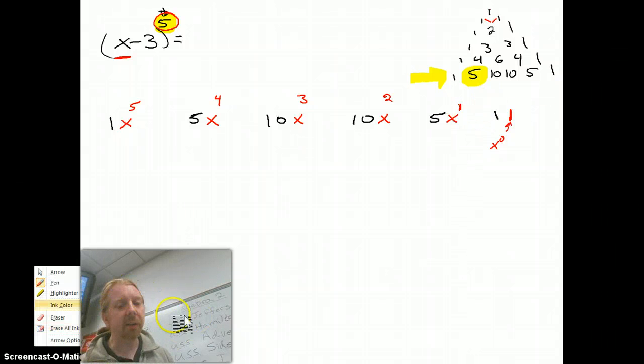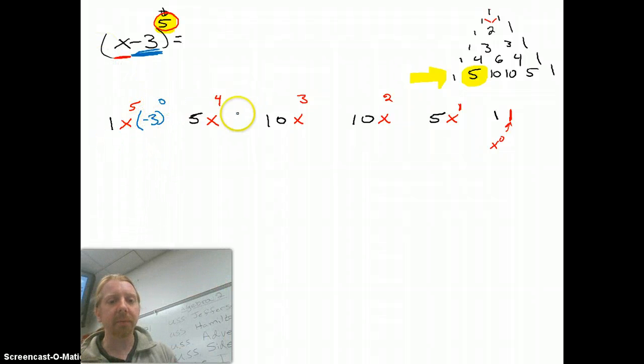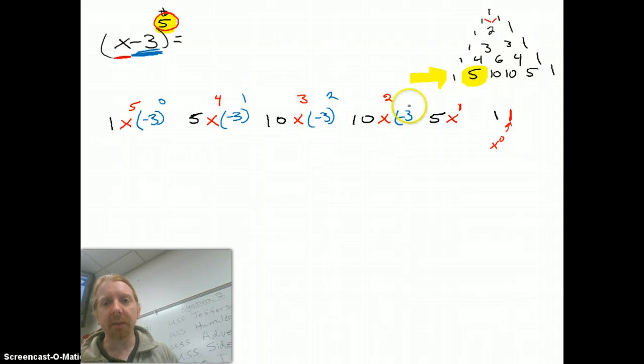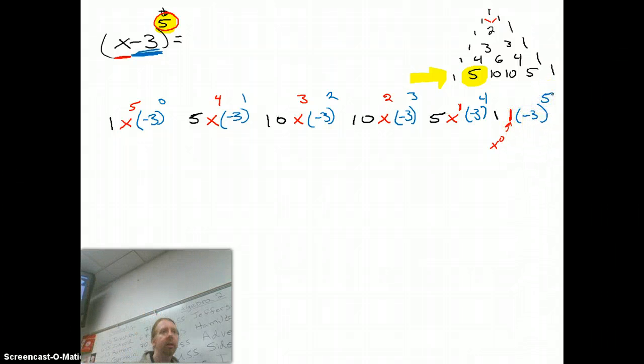The nice thing about this algorithm is it follows this pattern. And it's a lot faster once you get the pattern down than, again, brute force. Now I'm going to take the second guy, -3. I'm going to count him up. So I'm going to do -3 to the 0, -3 to the first, -3 squared, -3 to the third, -3 to the fourth, and finally, -3 to the fifth.